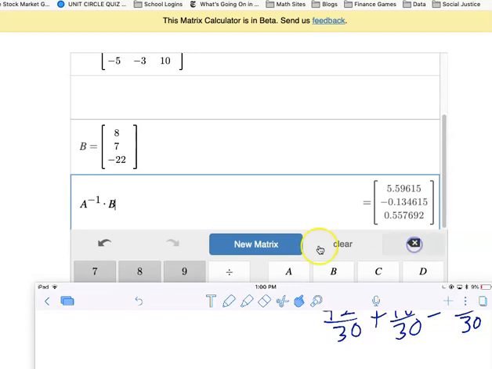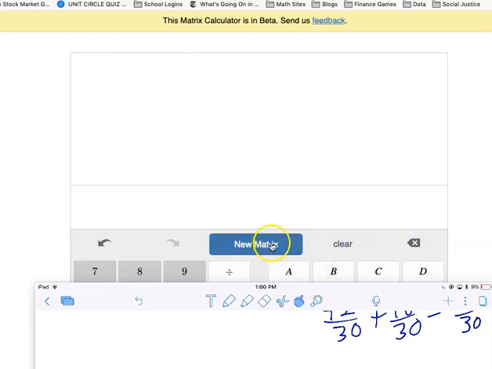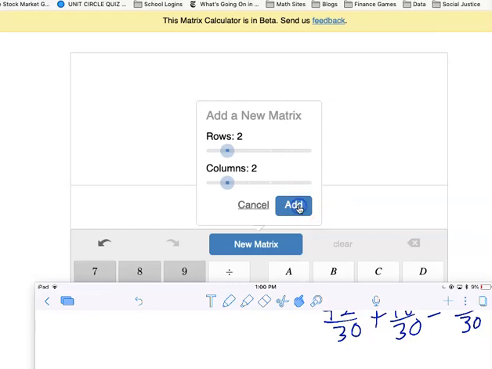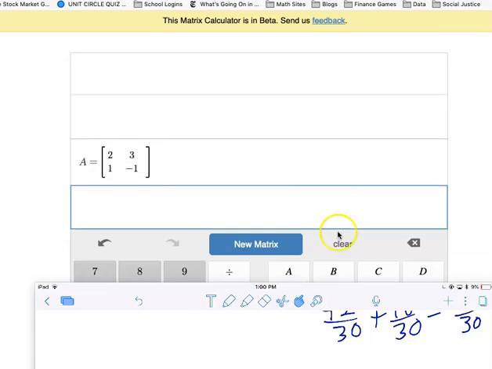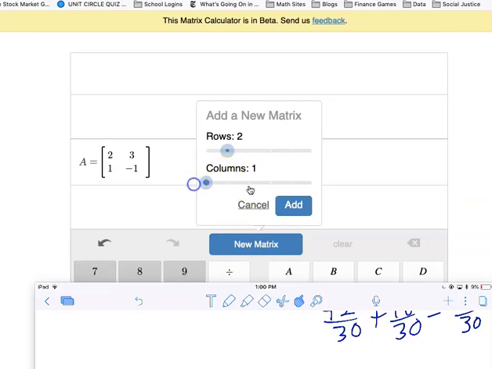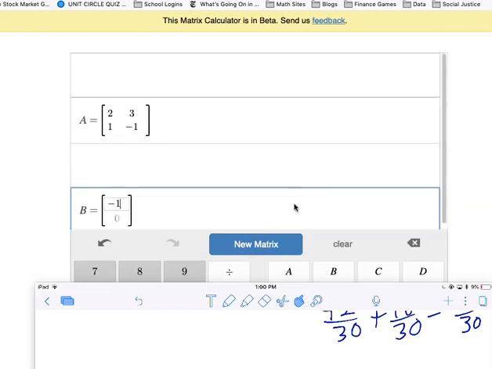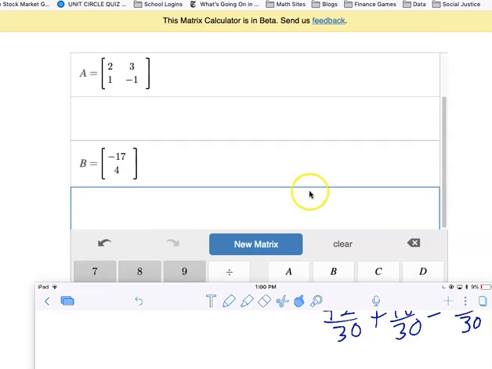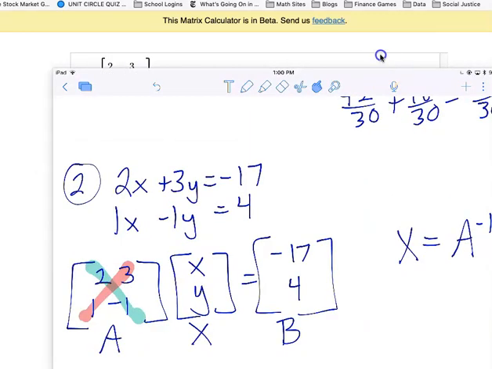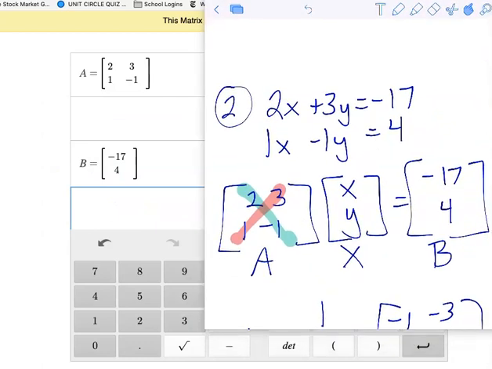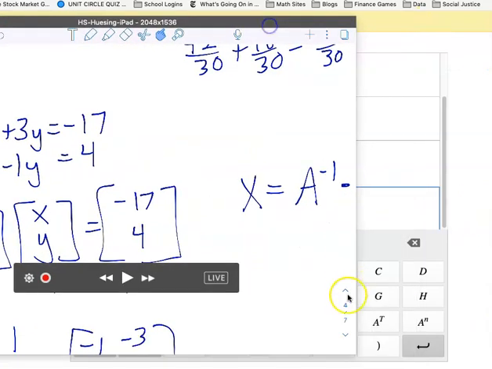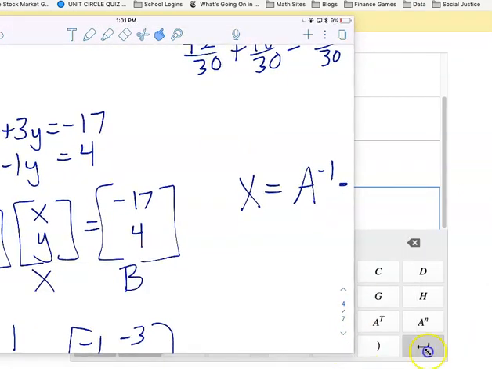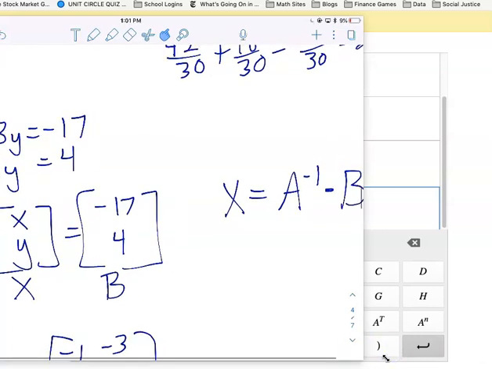I am going to ask that you do these by hand, so I'll clear it. But new matrix, and if we had a 2 by 2. So we had 2, 3, 1, negative 1. There's our A. New matrix, a 2 by 1. And so we have all our information there. See, we got the 2, 3, 1, negative 1, 17, 4. To get our X matrix, all we said was it was our inverse times B.